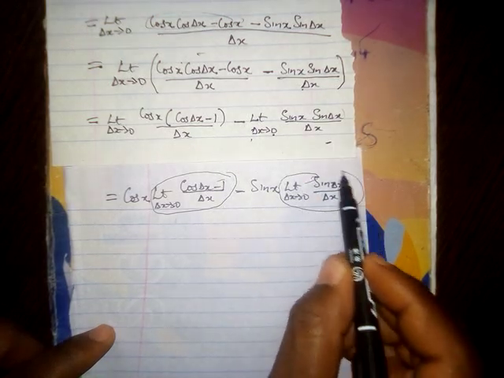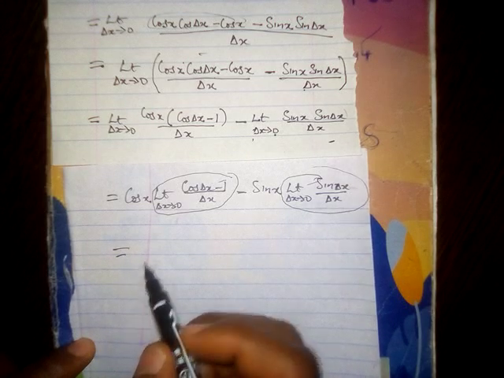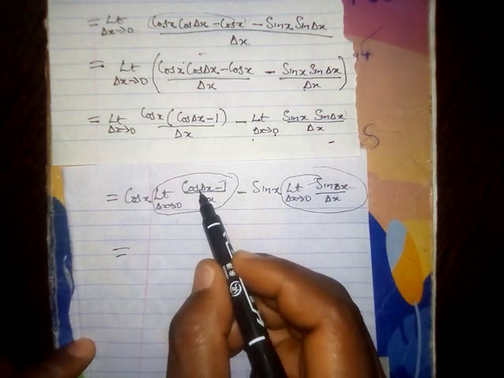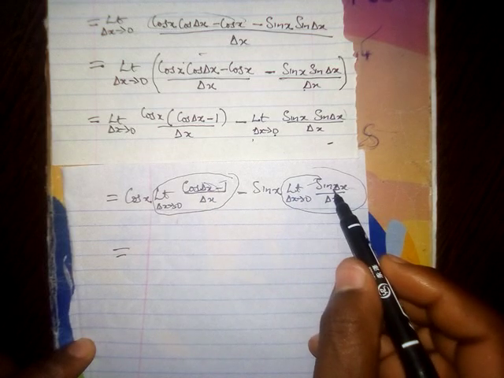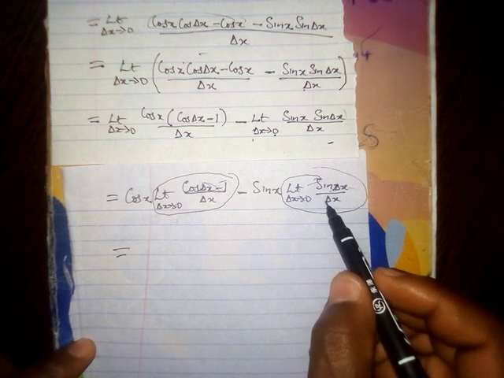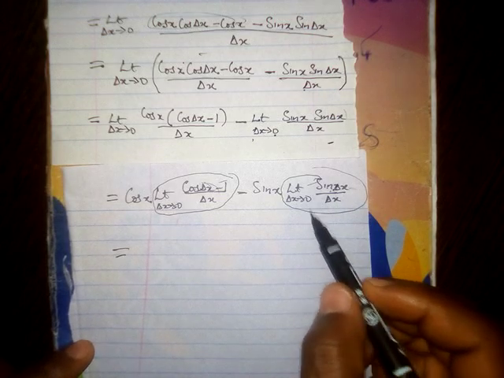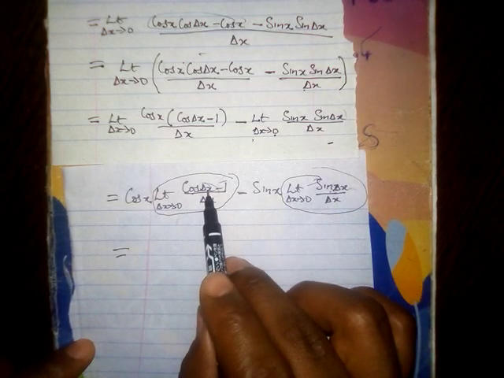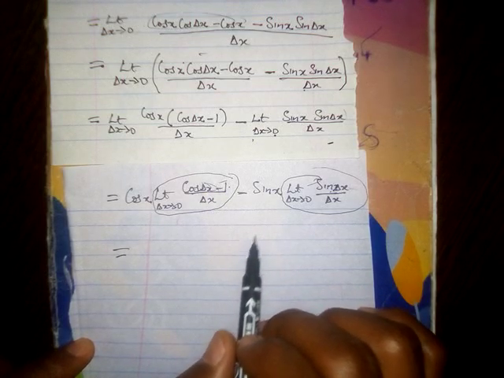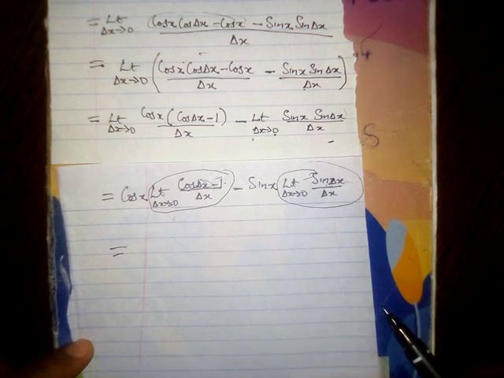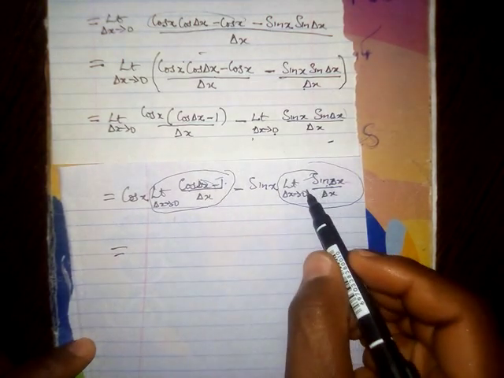Now recall that what we have here are special limits. They have their own proofs. The limit of sin change in x over change in x is 1, and the limit of cos change in x minus 1 all over change in x is 0. This has a proof, and we are not going to do that in this video. Just take note that this will give us 0 and this will give us 1.